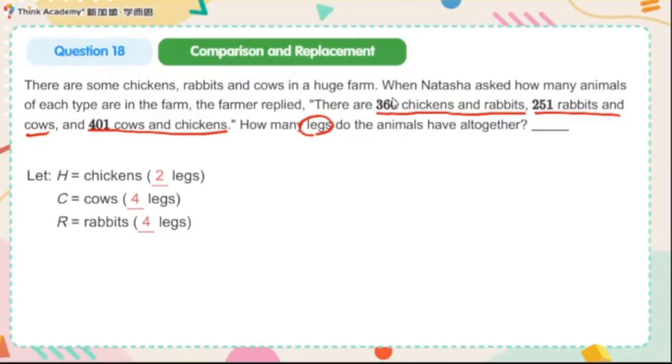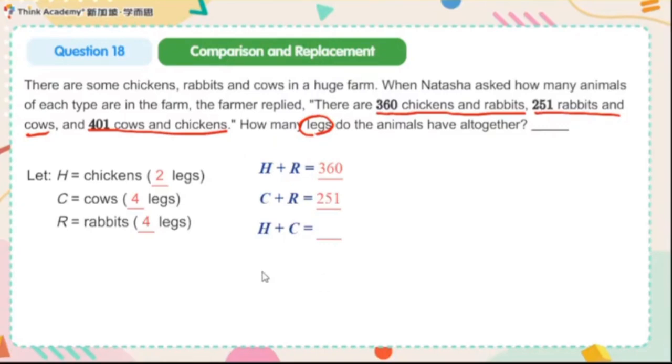Okay, so when I say 360 chickens and rabbits, I don't mean there are 360 chickens and 360 rabbits. I mean that the total number of chickens and rabbits is 360. So the first equation, H plus R, chickens and rabbits, is equal to 360. Okay, it's a comparison. 251 rabbits and cows, right? So cows and rabbits, 251. Finally, cows and chickens, so H plus C, 401.